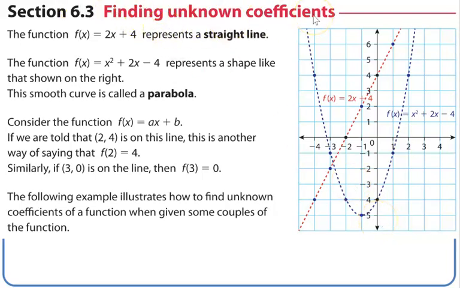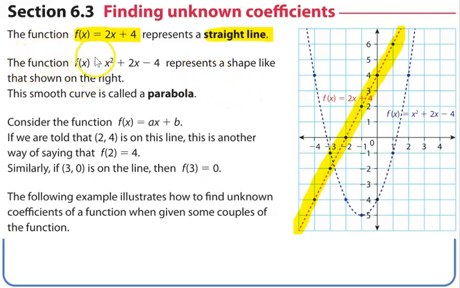Finding unknown coefficients. The function f of x equals 2x plus 4 represents a straight line. So here's our straight line highlighted in yellow, 2x plus 4. And we can see that this line crosses the y-axis at 4. So that is our y-intercept, the plus 4 at the end. And the 2 is our slope. So if we were to draw in a triangle, we would see that the rise is 2 and the run is 1. So 2 over 1 is 2, so a slope of 2.